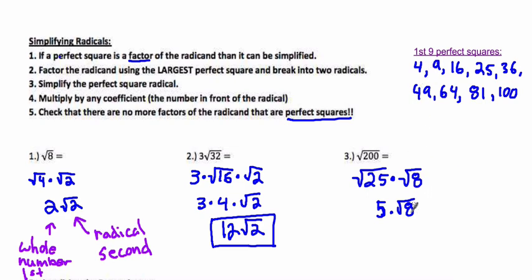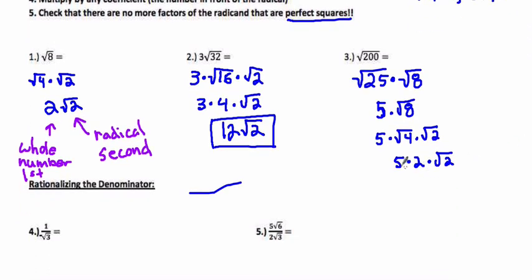So 8 can be broken up into the square root of 4 times the square root of 2. I find the square root of 4, and that's 2. So I have 5 times 2 times square root 2. And 5 times 2 is 10, root 2. So even though I took a longer route, I still got there. It would have been a little bit faster.